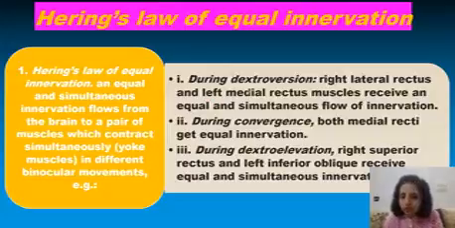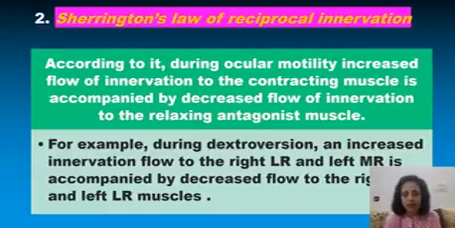Like in dextroversion, right lateral rectus and left medial rectus are contracting. So equal and simultaneous innervation will flow to both the muscles. During convergence, both the medial recti will have equal innervation. Okay? So this is Hering's law of equal innervation.